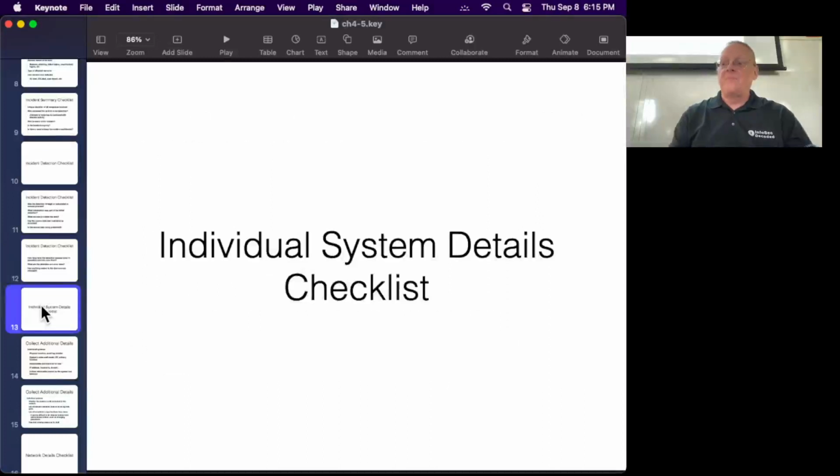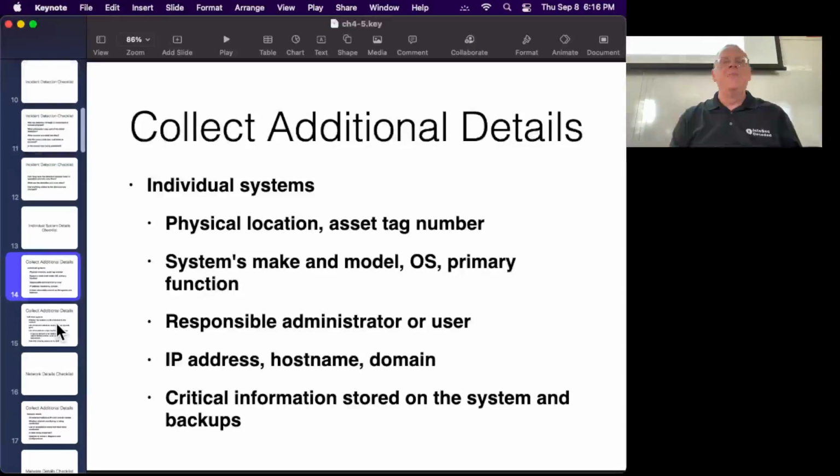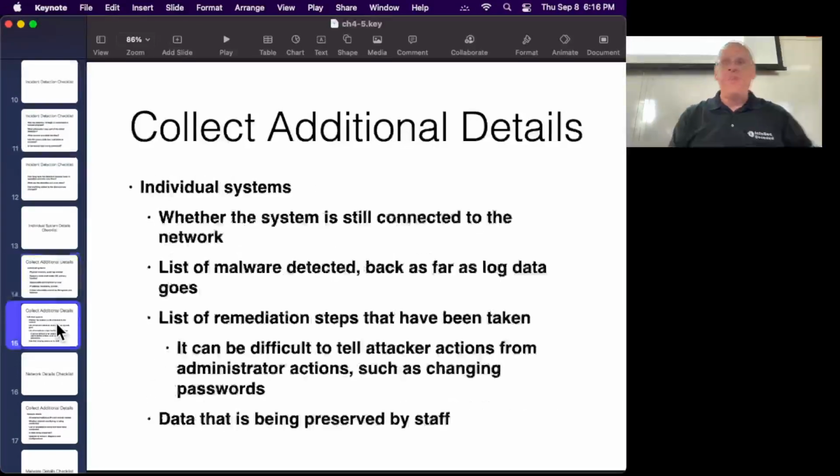All right, so your individual systems, you want to know their physical location, some kind of unique number like whatever asset tag you use to keep track of your things to know if they're being stolen, who the person responsible for it is, and network information, and what information you've got and what backups exist. These are things you should know about. You may need to go examine them.